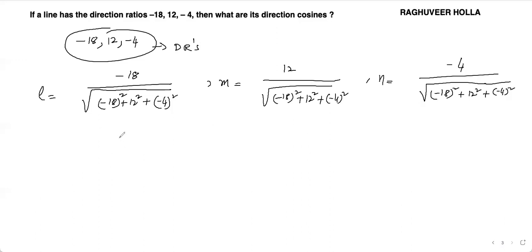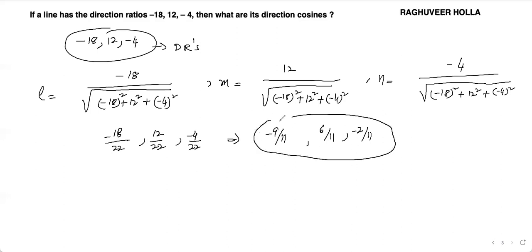So which is minus 18 by 22 and 12 by 22 and minus 4 by 22, or this can be written as minus 9 by 11, 6 by 11, and minus 2 by 11. So these are the directional cosines.